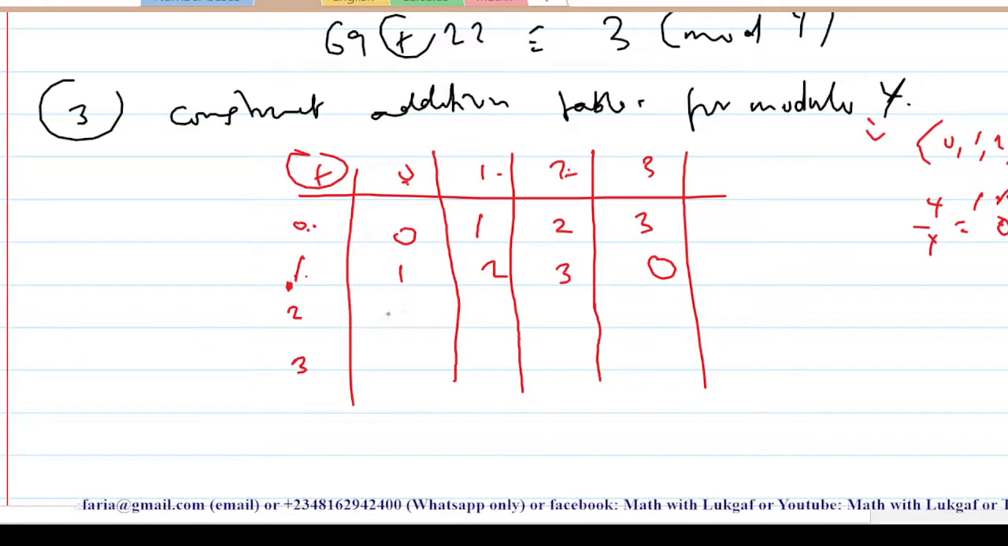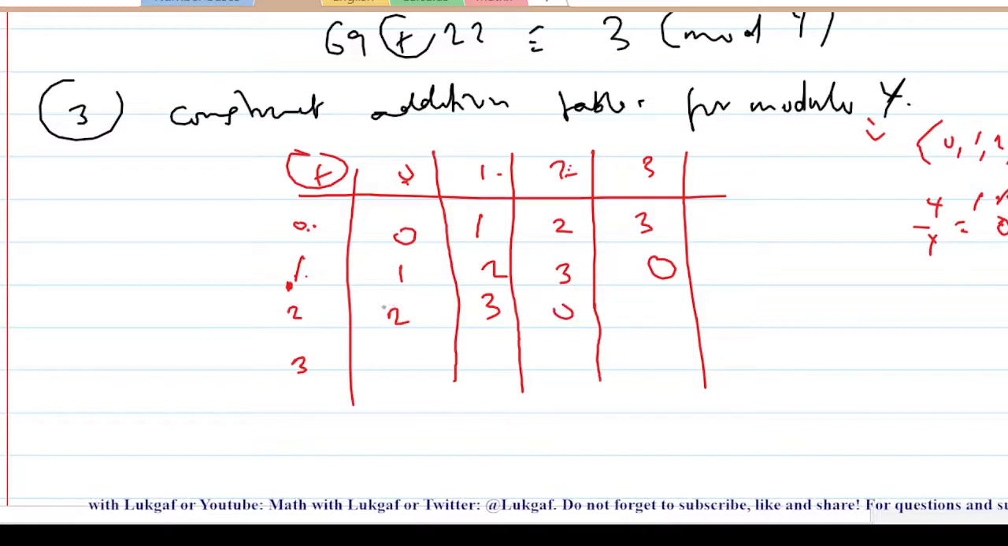2 plus 0 as well, 2, 3. This is also 4. Don't forget if you divide by 4, your remainder will be what? Your remainder will be 0. 2 plus 3, that's 5. If you divide by 4, that's 1, remainder 1. You are going to write the remainder as well.